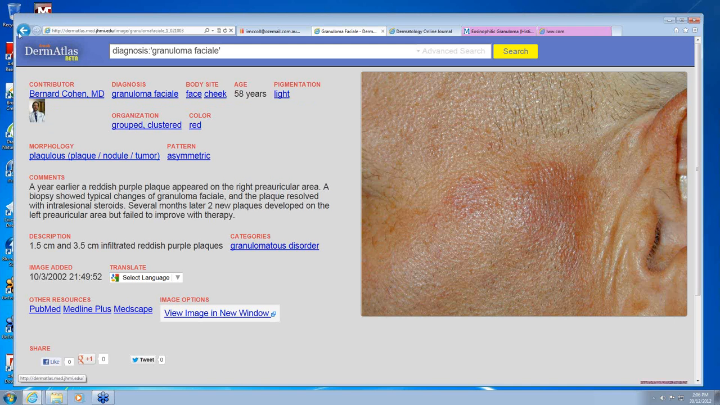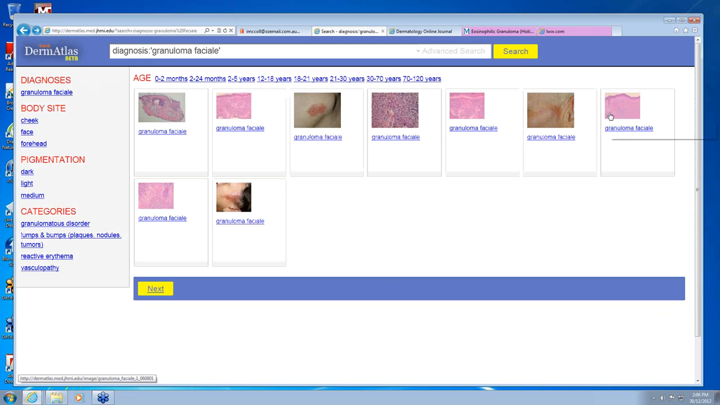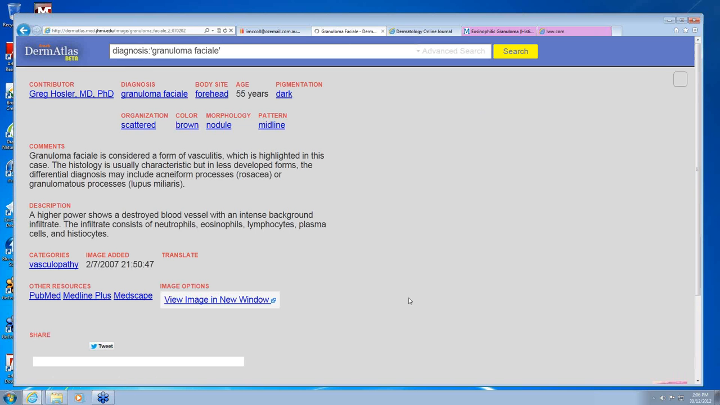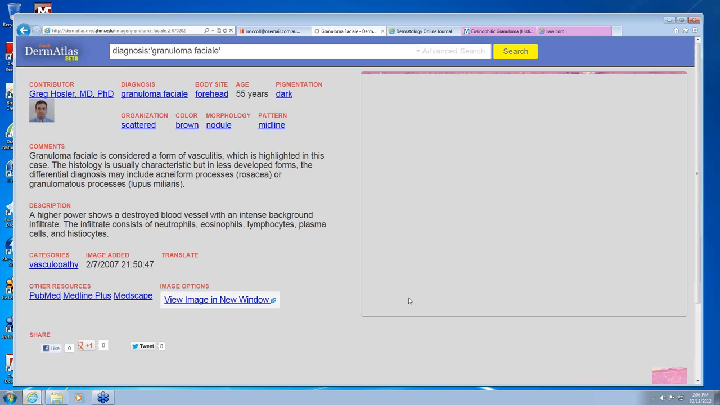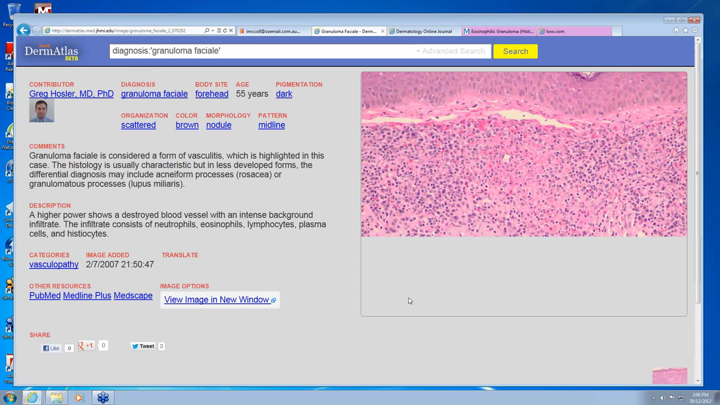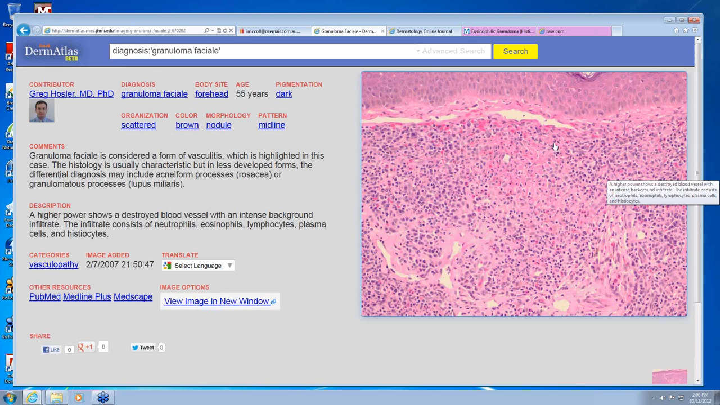I think there was a histology there that I just wanted to show you, that Grenz zone. Let's go for this one here. You can see most of your inflammation is in this area down here. There are sometimes some eosinophils involved in granuloma faciale. That's the little area of a Grenz zone there, a sort of clear area underneath the epidermis itself.